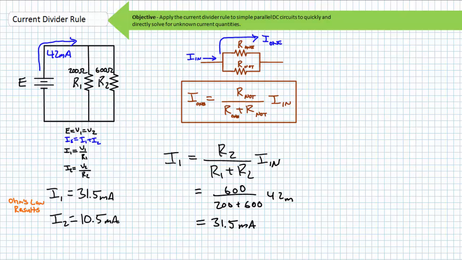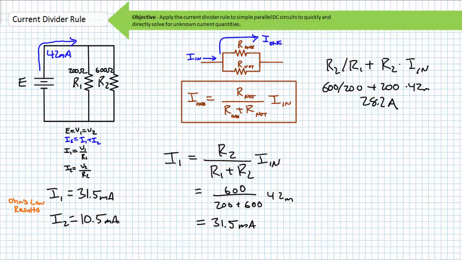Second, students often struggle entering this formula into their calculator because they neglect to account for the order of operations. Notice R1 plus R2 are both in the denominator. They must be placed within parentheses to make this abundantly clear to the little guy that lives inside your calculator. Without the parentheses, the little guy assumes you mean R2 divided by R1, plus R2 times IN. This will not work. This is not just a wrong answer, it is an absolutely wrong answer.